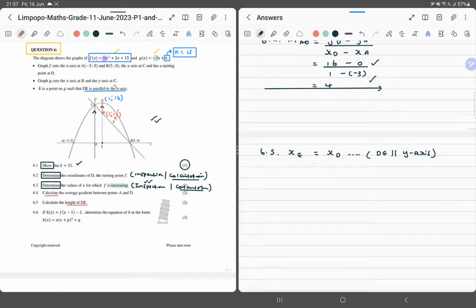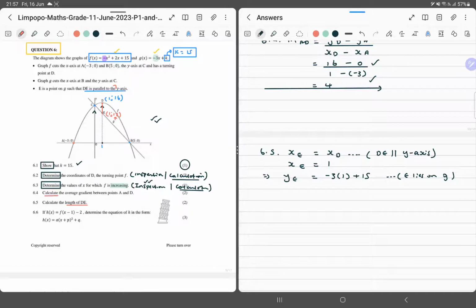Now this means that is 1. Easy now. Now we can say this implies that y at E is equal to minus 3 into 1 plus 15. Right, because we can see that E lies on G. Yeah, maybe let's just write lies on G.